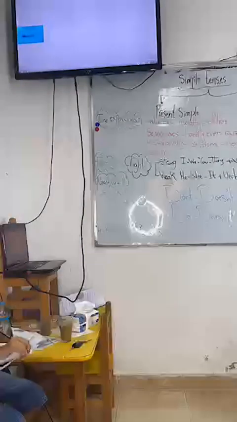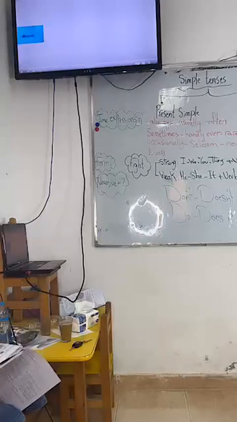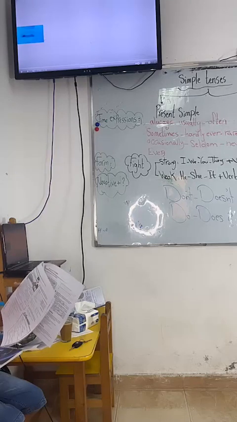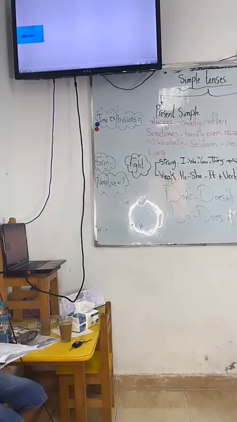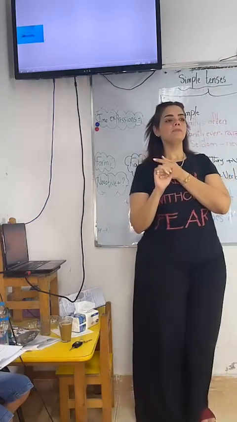Okay, guys, in page 39, we are going now to shift to the past simple tense. As I said, when I am changing into the past simple tense, we are going to use the verb in the past. The verb in the past is regular or irregular. Regular means I'm going to add to the verb D or ED or IED.